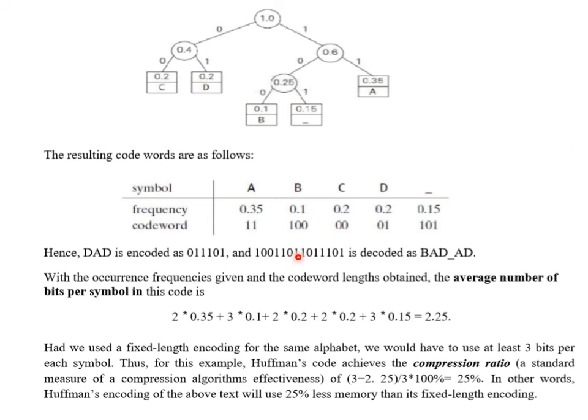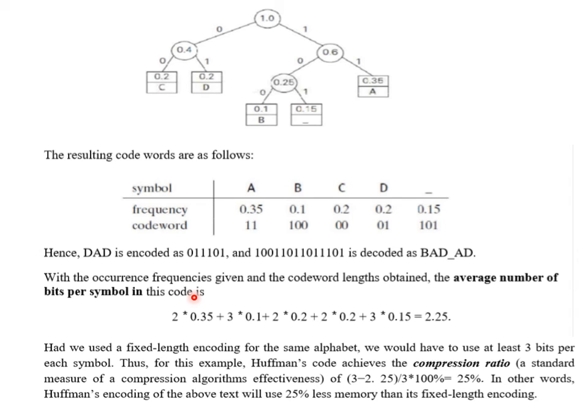Next, BAD underscore AD. B is equal to 100, A is equal to 11, and D is again 01, and underscore is equal to 101, and A is equal to 11, and D is equal to 01. So any word that consists of A, B, C, D and underscore we can encode with the help of this. This is called the Huffman encoding.